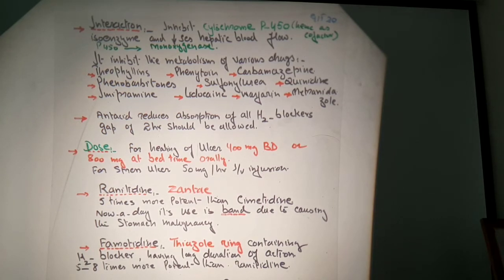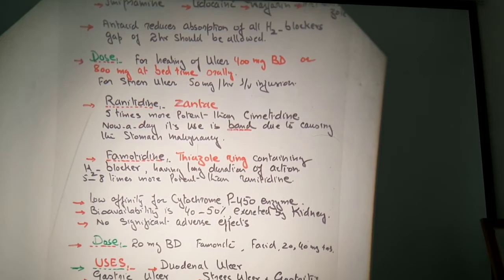Now the dose for ulcer is 400 milligram BD or 800 milligram at bedtime orally. For stress ulcer, you know there are various types of ulcer, and one of them is stress ulcer. Stress ulcer means whenever the patient is in stress, there is increased secretion of HCl. So for stress ulcer, 50 milligrams per hour by intravenous infusion should be given to the patient, right? So that is about cimetidine.